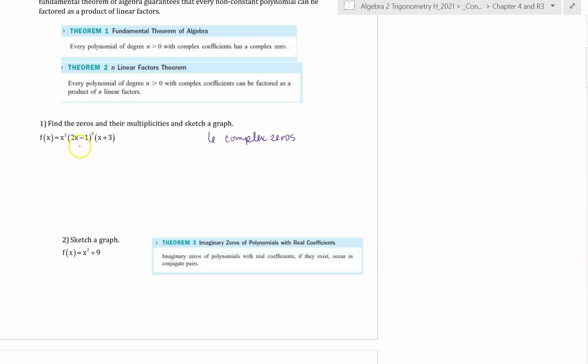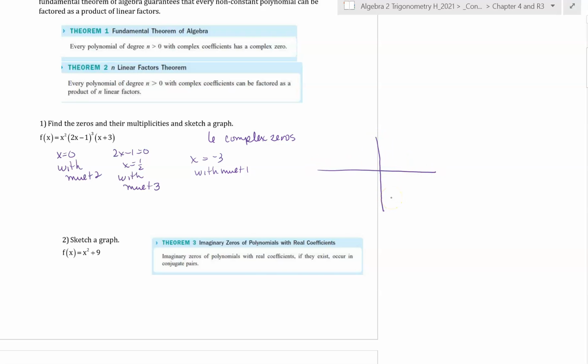So for example, this one is factored, so you could say that x equals 0 with multiplicity 2. And then we know if 2x minus 1 equals 0, x equals 1/2, and this has multiplicity 3. And then x equals -3 with multiplicity 1. So we know that's 1, 2, that's 6, so 6 complex zeros. So this particular example had all real zeros. So now we're going to try and graph it.